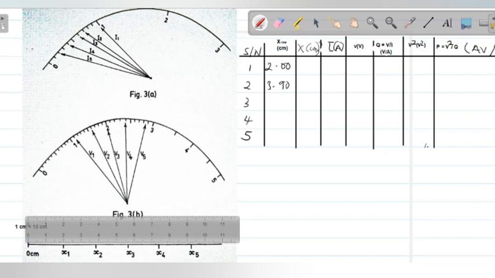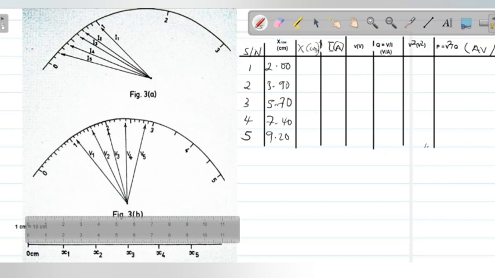Then the next one, X3, is 5.5, 0.6, 0.7, so this is 5.70. Then the next one, X4, is 7.1, 0.2, 0.3, 0.4, so I have 7.40. And the next one, X5, is 9.1, 9.2, so that's 9.20.